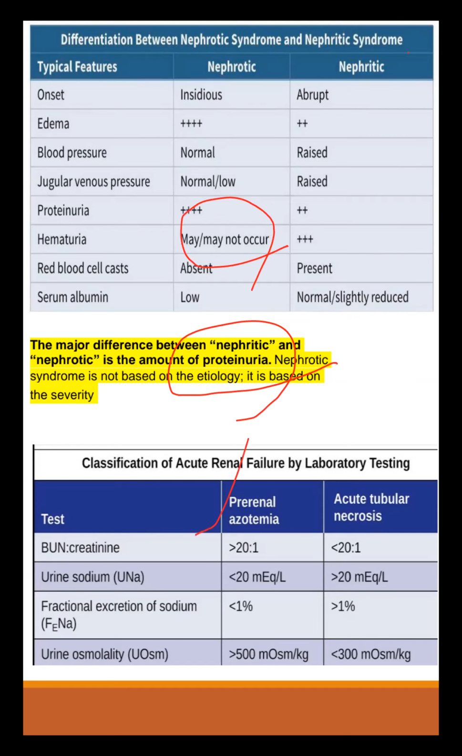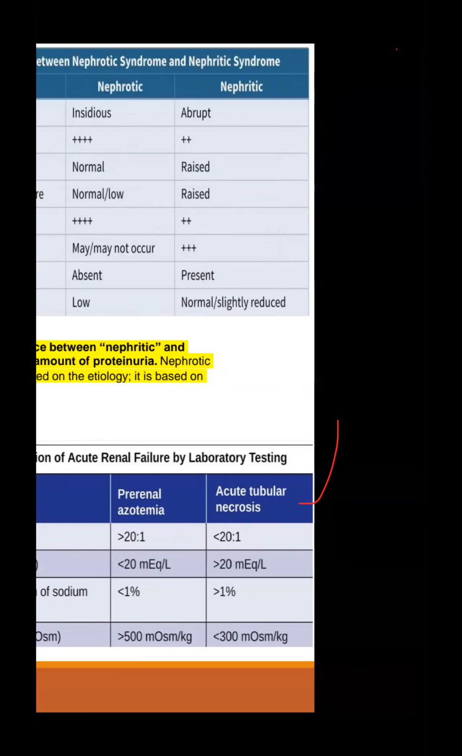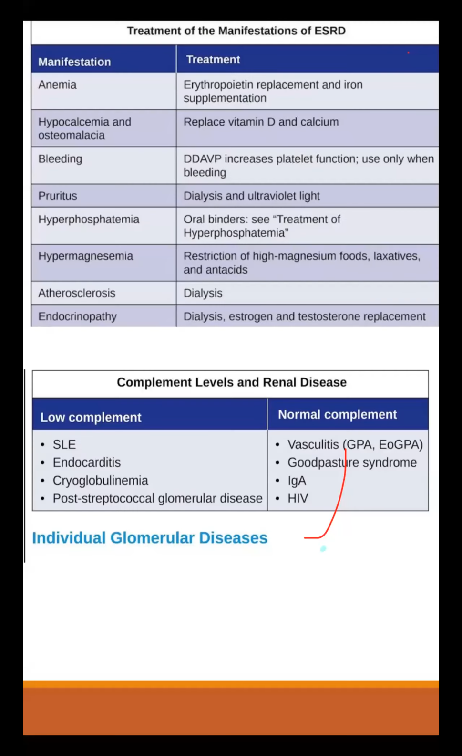Prerenal, postrenal, I just discussed this: blood urea nitrogen creatinine ratio, urinary sodium, we have to remember. Low C3 level, exam question, my DHA candidates: for low C3 level, they ask SLE, cryoglobulinemia, post-streptococcal. This chart very important, remember.